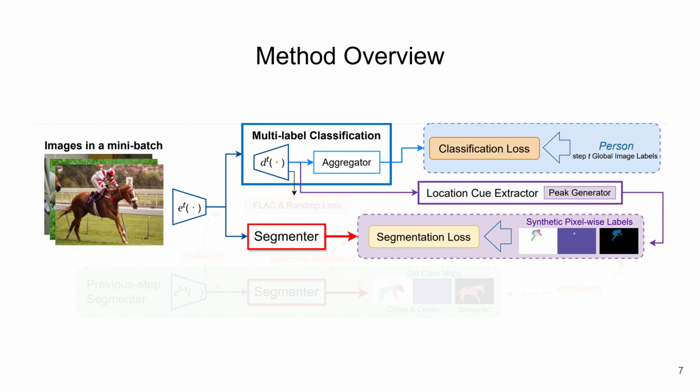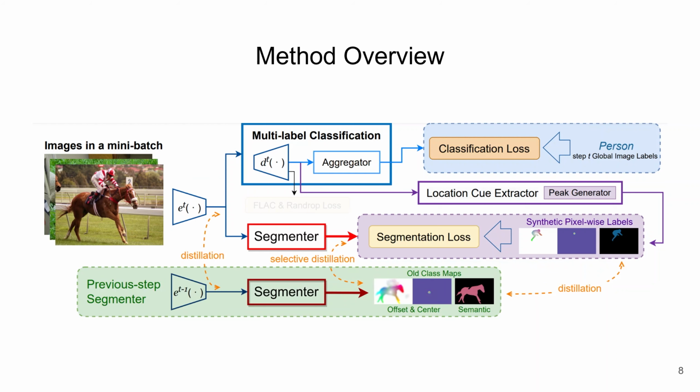After getting the semantic segmentation results, we then use a location queue extractor to extract instance queues and generate center and offset maps for the segmenter to achieve instance segmentation. The top part has helped us to achieve instance segmentation for current classes. To also preserve knowledge learned in previous steps, we use the knowledge distillation technique to make our current model mimic the response of the previous model.